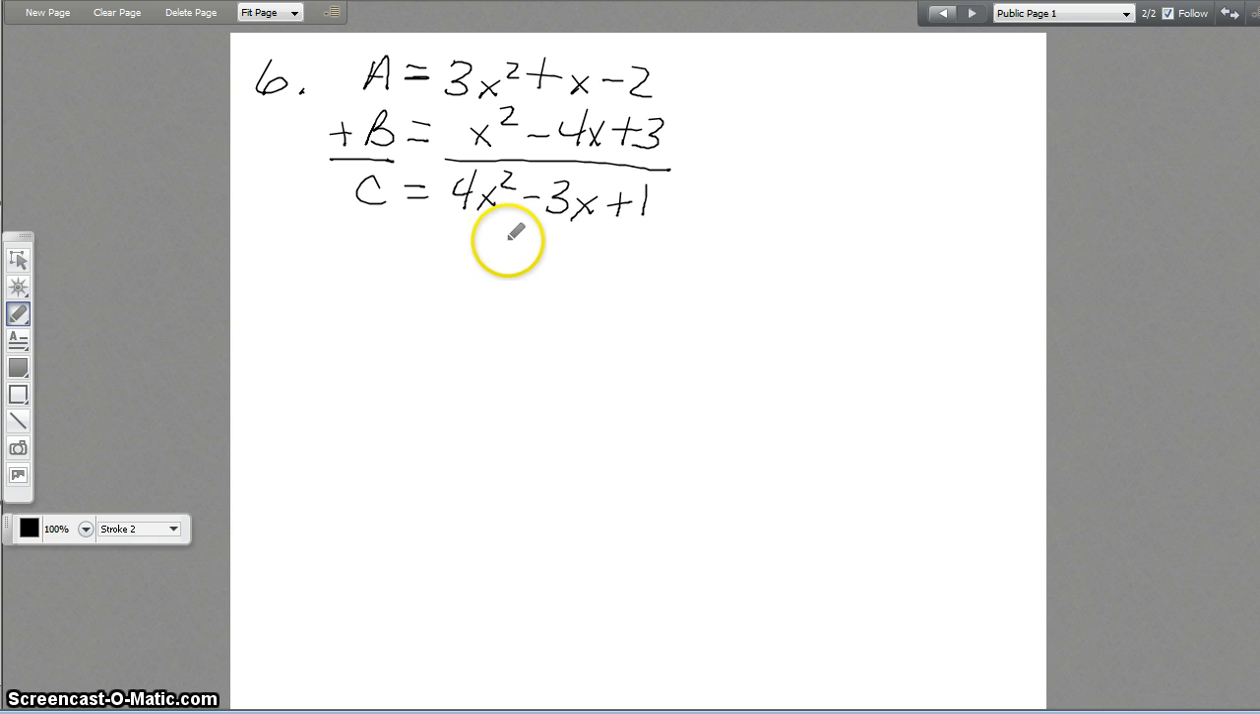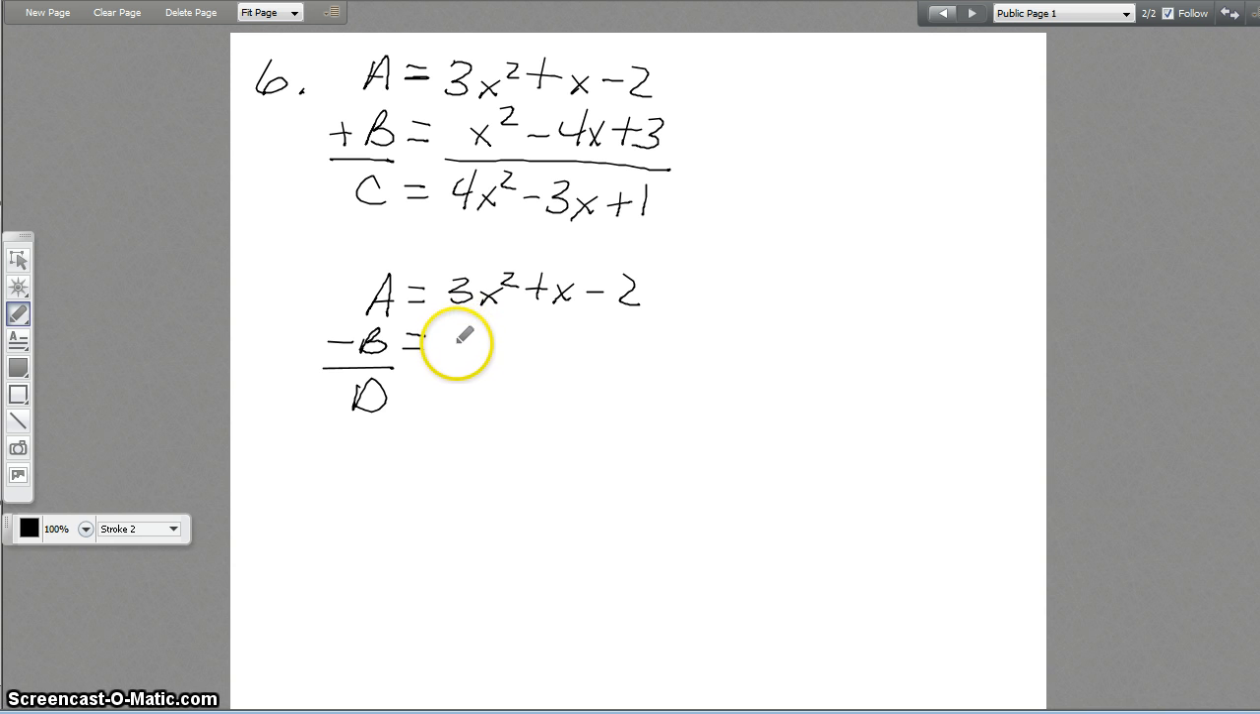Part B says find their difference by subtracting polynomial B from polynomial A. What that means is we start with A and we're going to subtract B, and we're going to label this new polynomial D. Okay, so I'm going to copy down A, which is 3x squared plus x minus 2, and in place of B, I'm going to write what negative B is. I'm going to flip every sign for polynomial B.